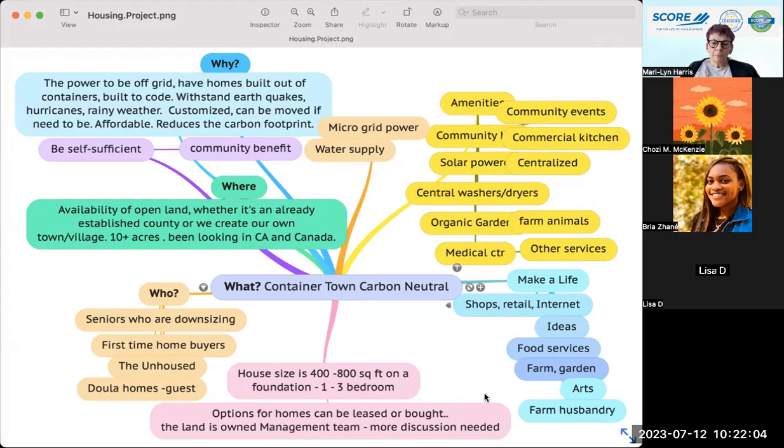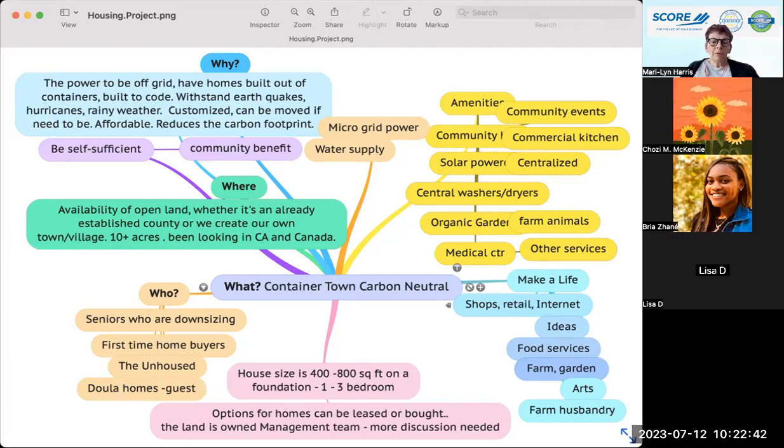So it's like saying, okay, who are the people that are going to take advantage of this service or project, and who are they? What is the project about? It's a container town, carbon neutral. That's what it's about. So who's going to want to take advantage of this? I'm looking at seniors, first-time home buyers, people that are unhoused, and doula homes, where a doula caregiver has a doula home for guests.